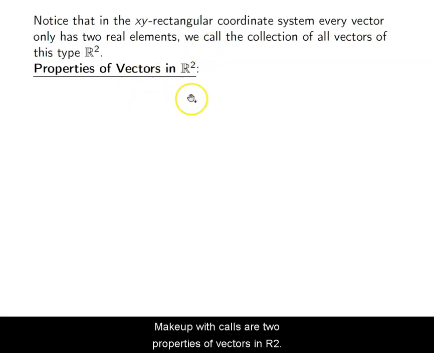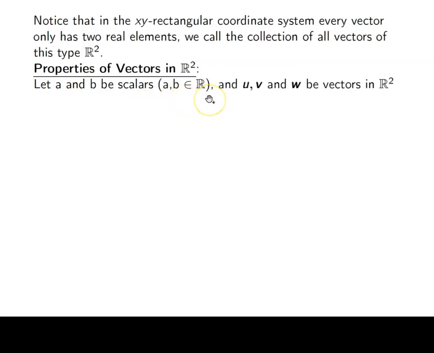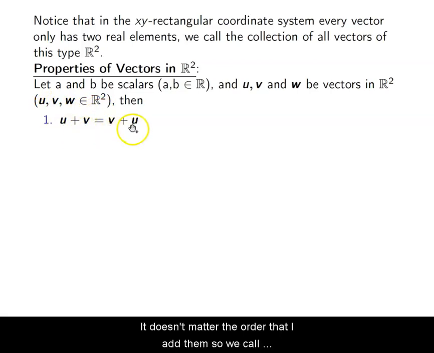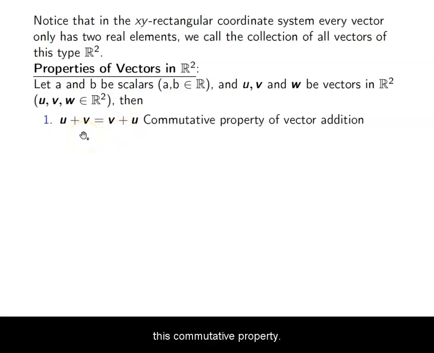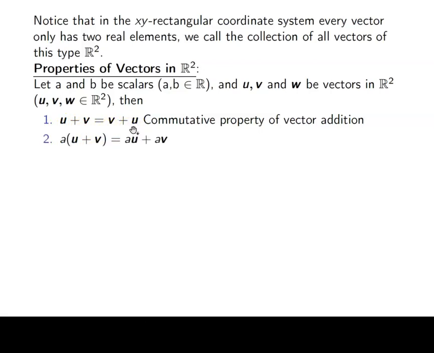So, properties of vectors in R2. Let a and b be scalar values, so a and b are real numbers. Let u, v, and w be vectors in R2. Then, if I add two vectors, it doesn't matter the order that I add them. We call this the commutative property of vector addition. So I can add u plus v, and that'll be the same as v plus u. It doesn't matter which order I add the vectors together in.